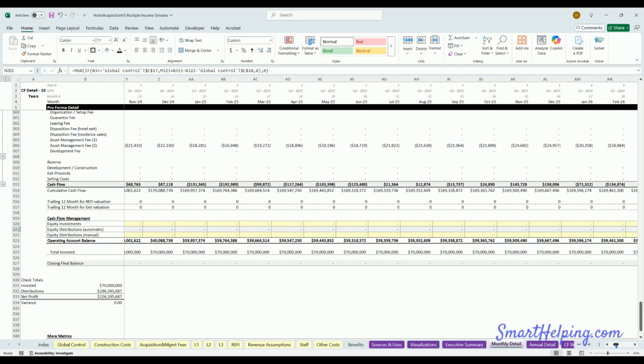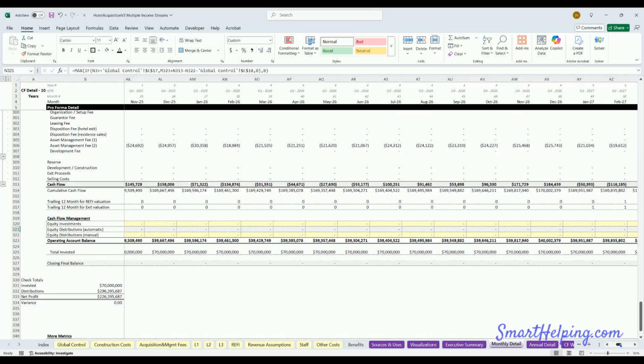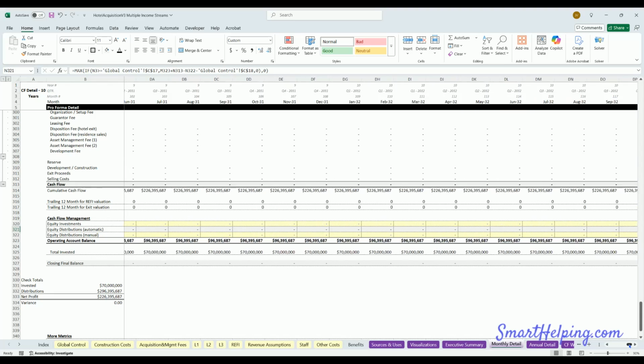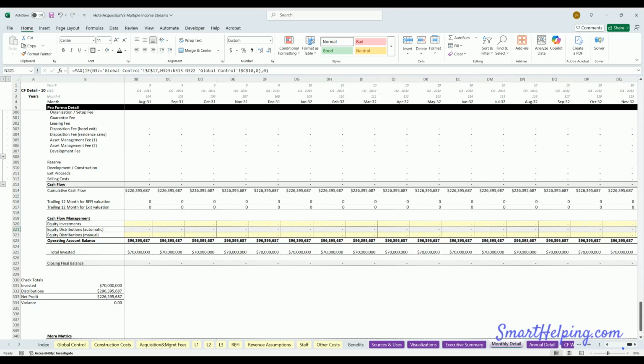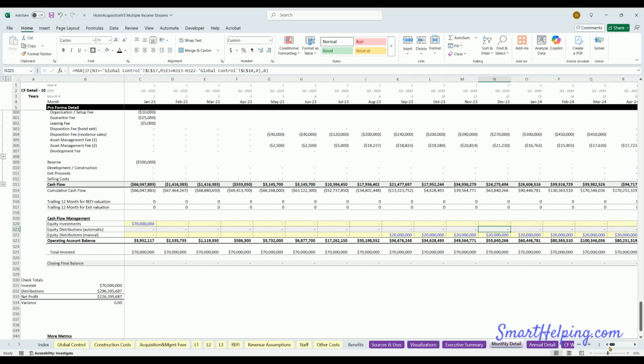Clients like this. It's very good. You can adjust it with your strategy. It's good to show investors when they might be getting money back as well, and it follows along with the cash flow of the actual underlying operations.